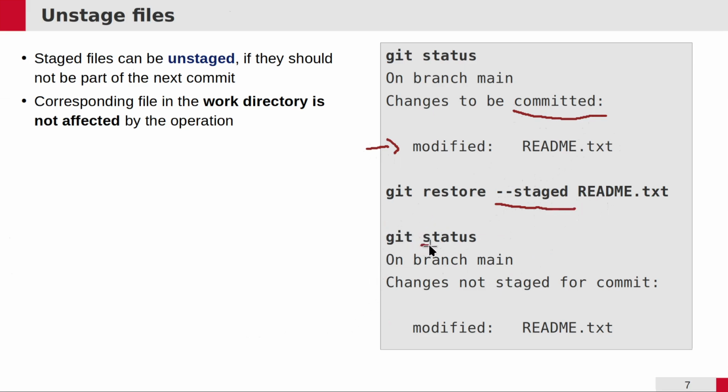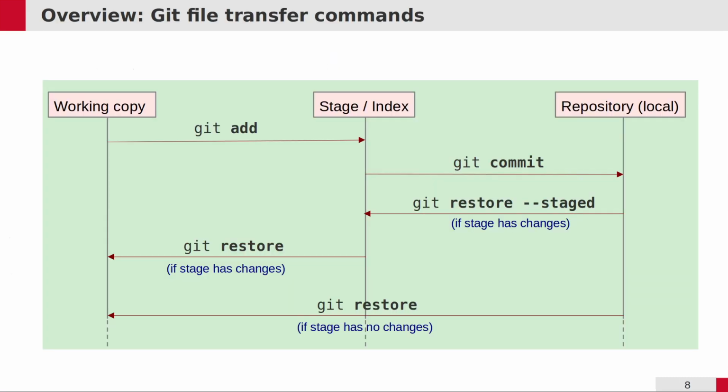If you have a look at that, you see that git status says it's still modified in your working copy, but it's vanished from changes to be committed. So the changes are not on the stage anymore. If you would make a git commit, this change would not be checked in.